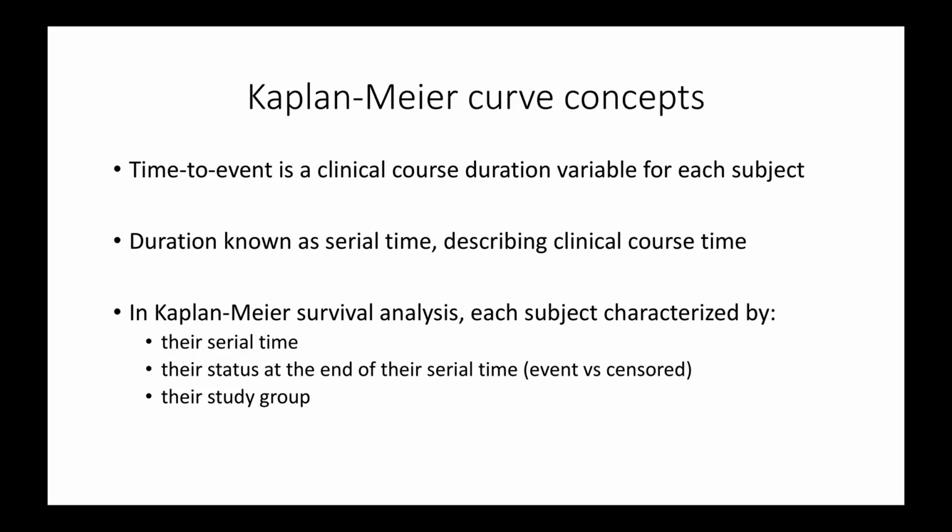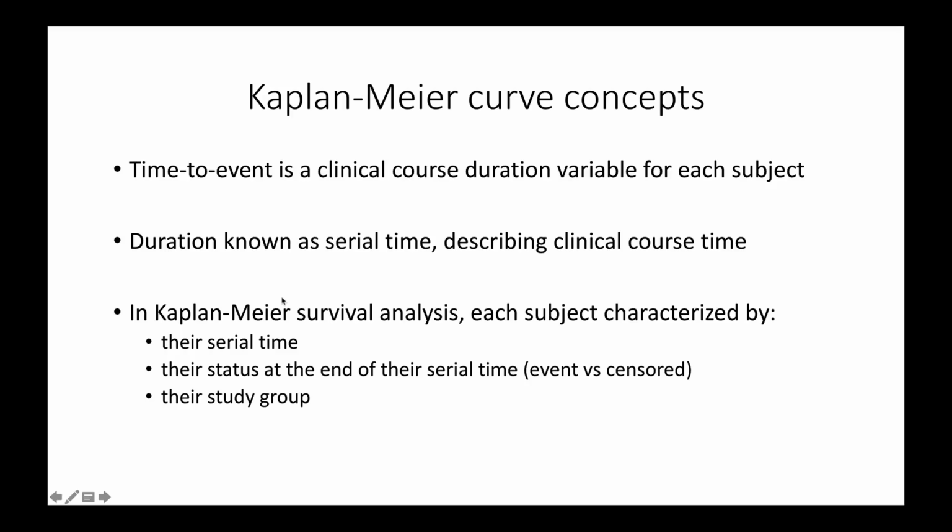A few Kaplan Meier curve concepts. The time to event is a clinical course duration variable for each subject. And so they have a beginning and an end. Their duration is known as serial time, describing their clinical course time. Patients enter the study at point A, and the end of your observation or their serial time either ends with an event, which for survival analysis is death, or it ends in being censored, meaning that we do not have their data after they were censored.